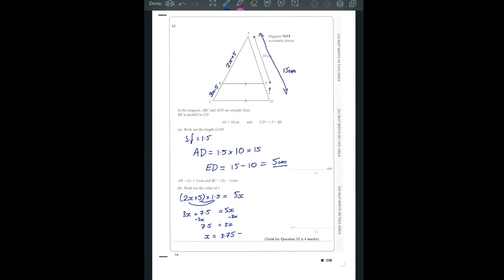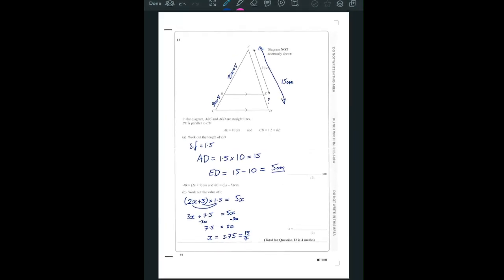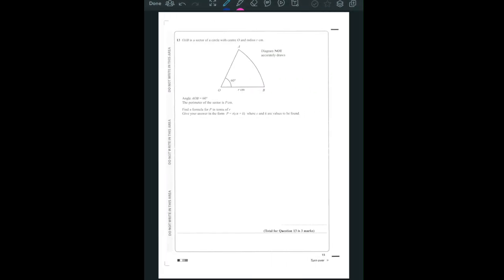Now you could leave that in its fraction form, as 15 over 4. Both would be valid final answers. Doesn't really matter which one you go for. Relatively tough. We're starting to get into that middle of the paper where they're starting to ask the questions in less pleasant ways. Question 13.